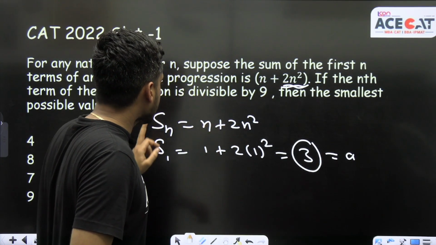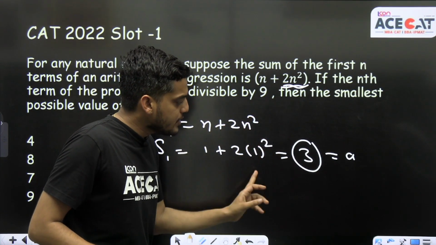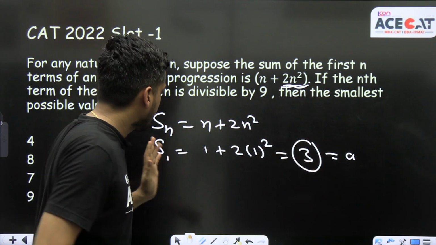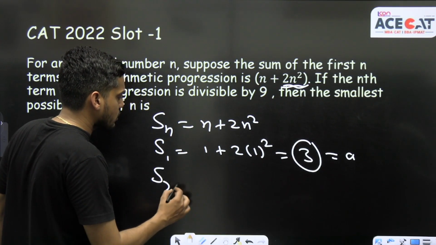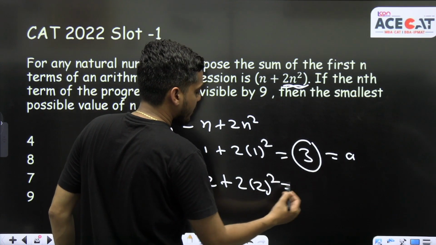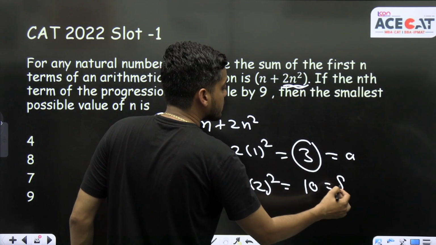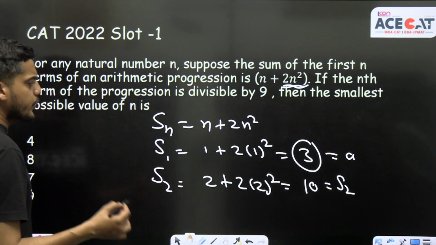So if I am putting n equal to 1, sum of one term is 3 only. It means the first term is 3 itself. What is sum of two terms guys? Sum of two terms must be equal to 2 plus 2 into 2 square. That will be 4, 8 and 2, 10. And that will be equal to sum of two terms guys. So do you agree with me guys?